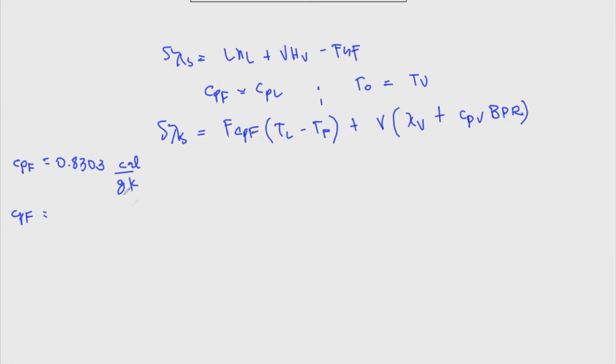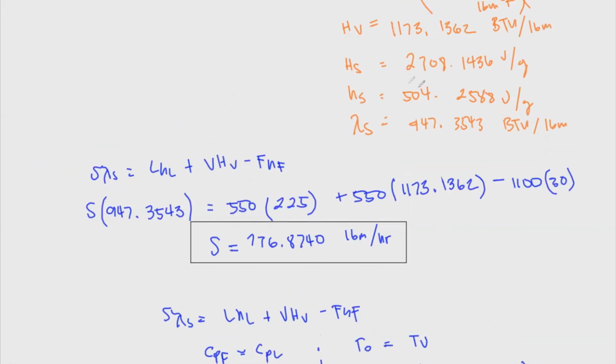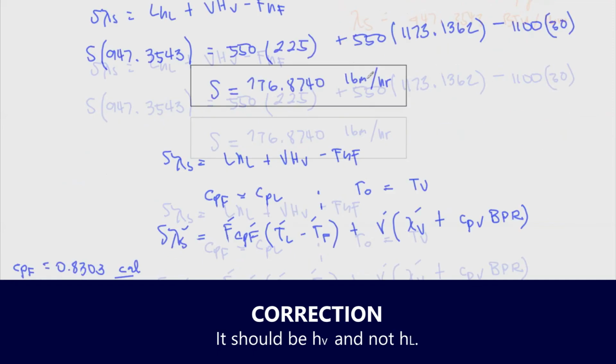Now, if you want to convert this to English units, you would also get the same answer. So we have 0.8303 British thermal unit per pound mass degree Fahrenheit. Okay, so we'll be using the same value for this. So we already have CPF, and then TL, TF. We also have the feed and the vapor, and of course this lambda S. So we just need to find this lambda V, and to do that we need the value of this H sub L.